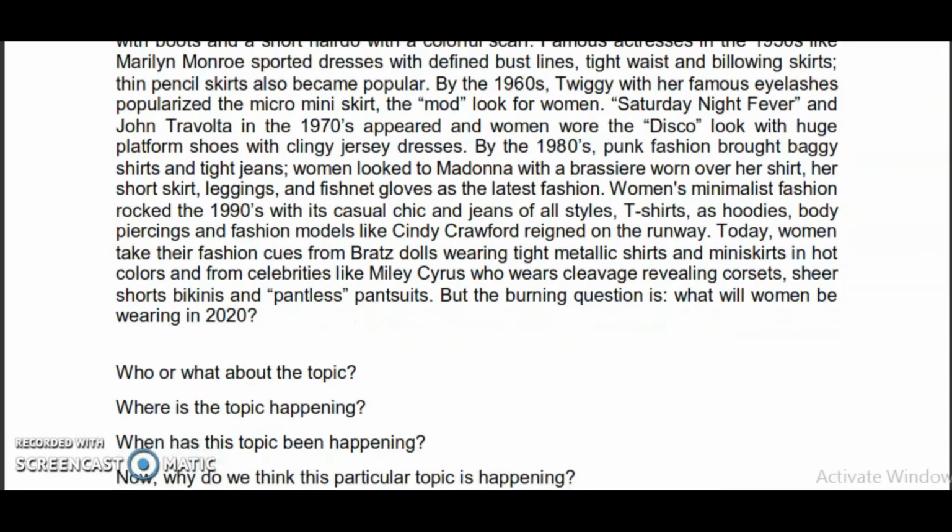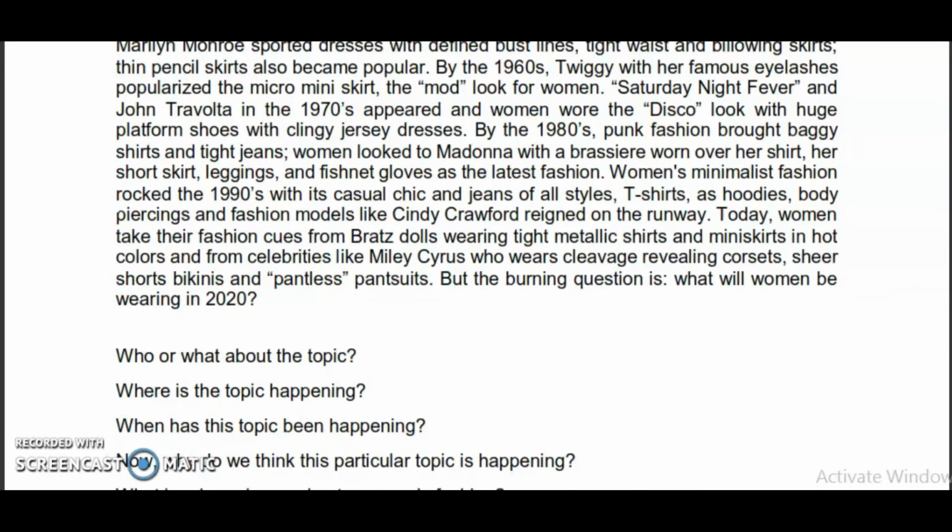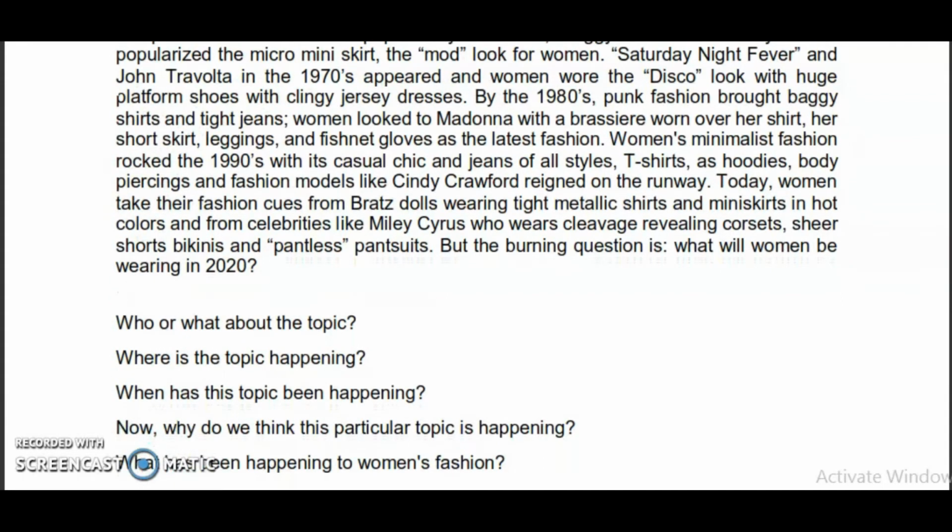Now, why do we think this particular topic, that is the changing women's fashion, is happening? Hmm, could it be due to societal influences, or technology, or a rebellion? Now, what has been happening to women's fashion? Well, different decades have brought different changes to fashion.